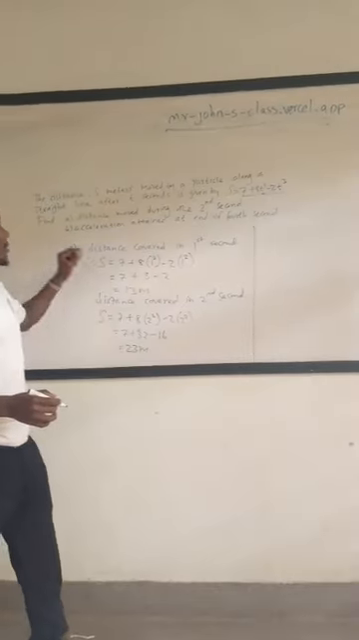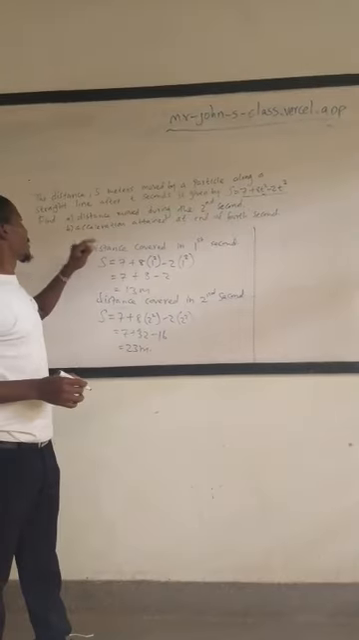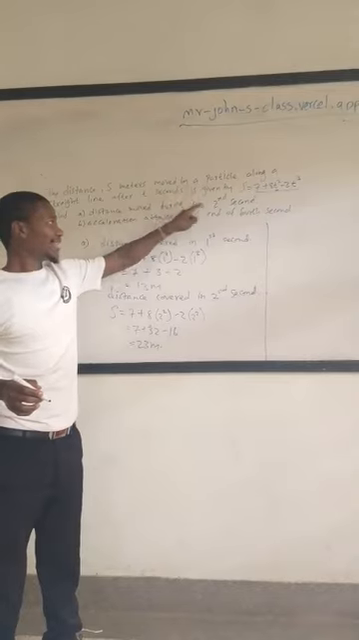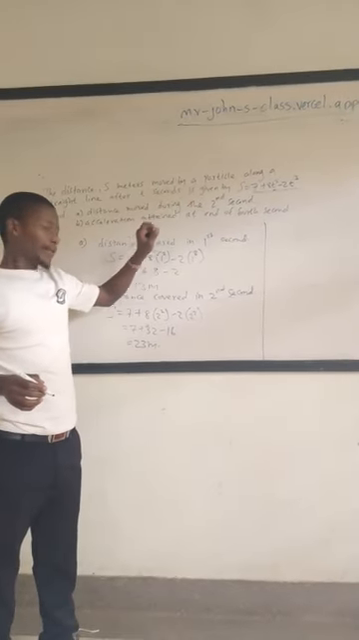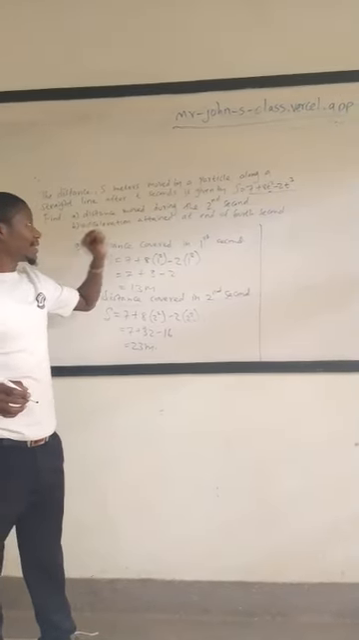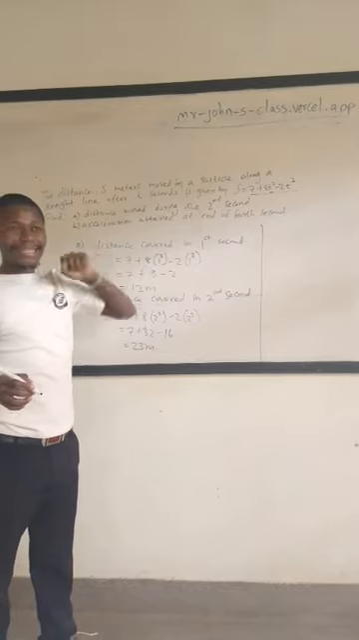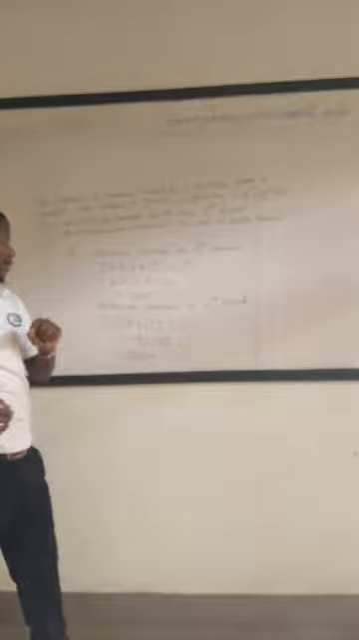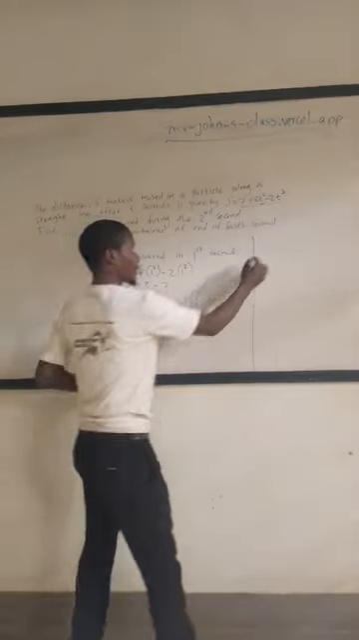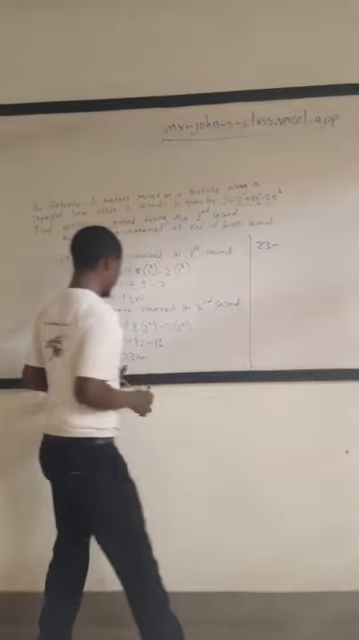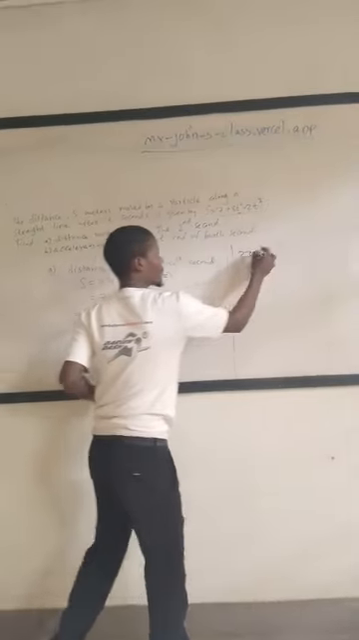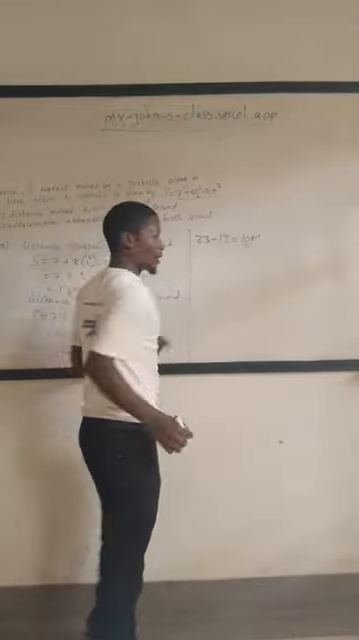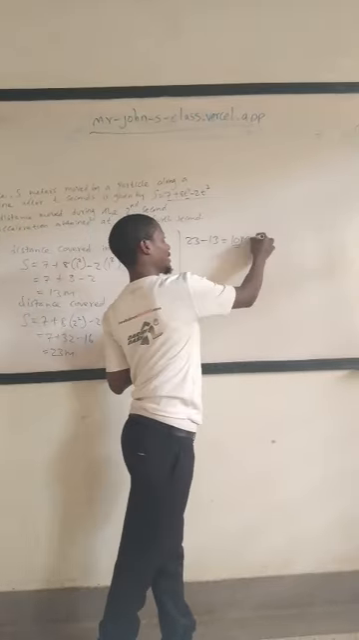Please remember the question asks the distance moved during the second second. We are not asked the distance covered after 2 seconds. It is the distance moved during the second second. So we are going to take 23 minus 13. We get 10 meters. You can comfortably write the A and S.